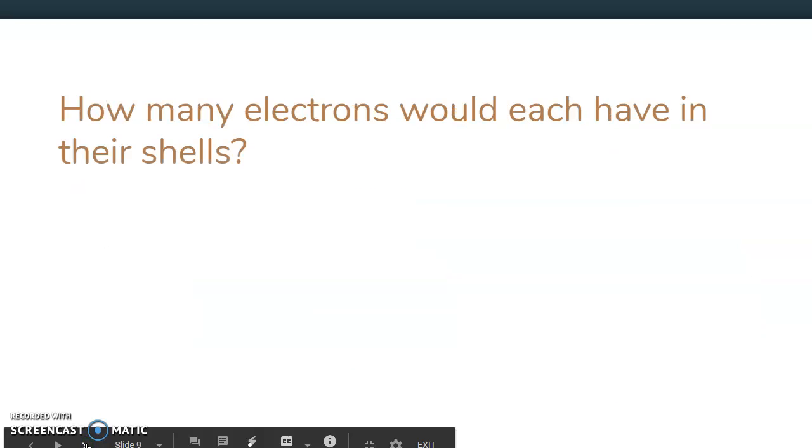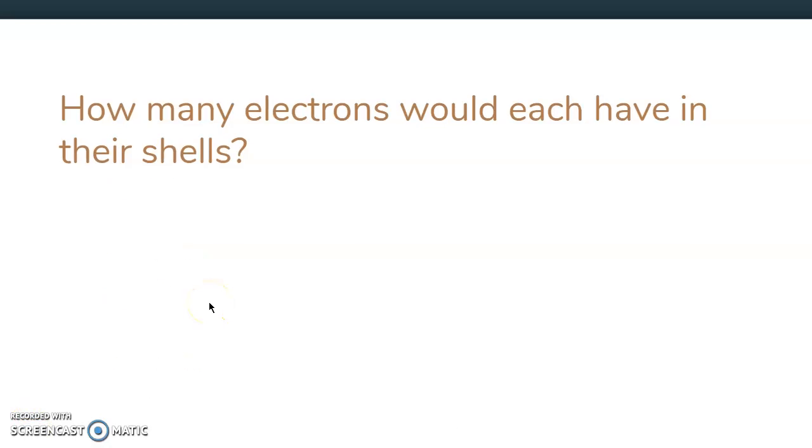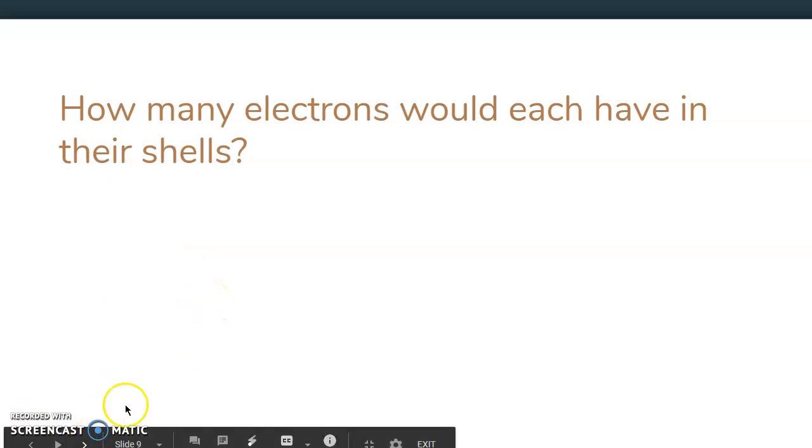So let's go through a few more examples on how many electrons each element, I should say, or atom, would have in their shell. So, wow, that's not how that should work. Give me 1 sec. Sorry about that. I wanted it to just show one thing at a time, so I had to click an extra box.